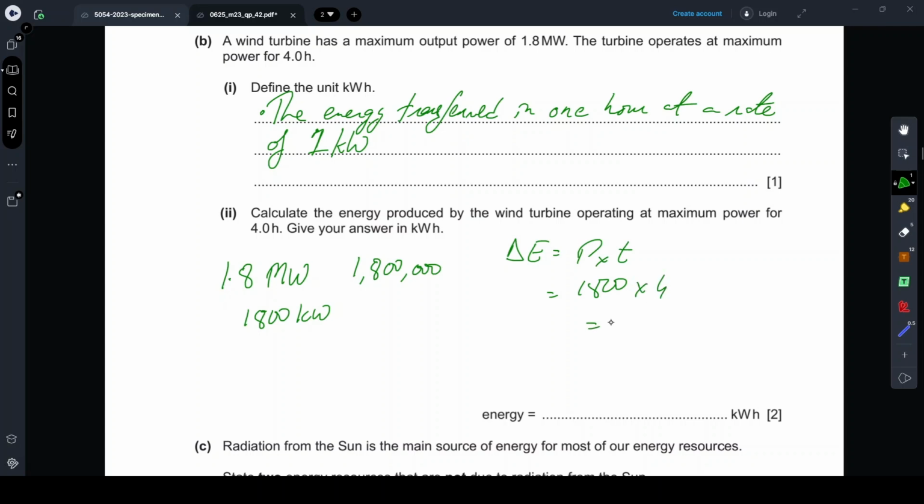And what are we getting out of that? 7200. So 7,200 kilowatt hours.